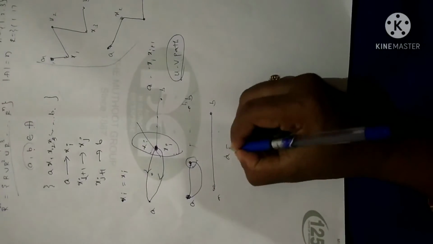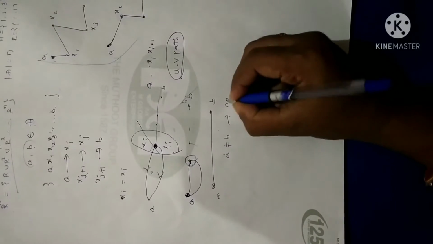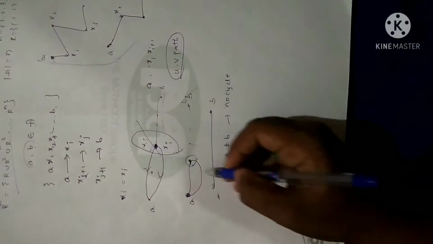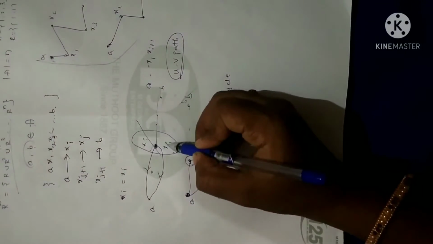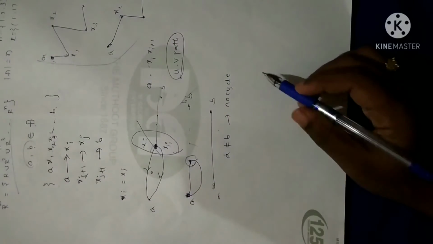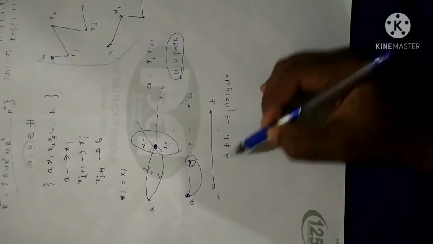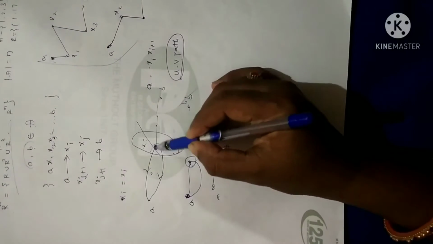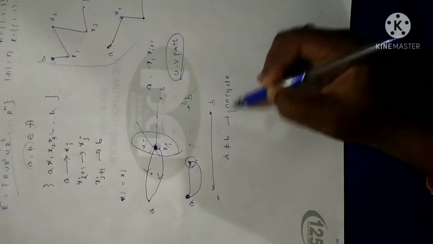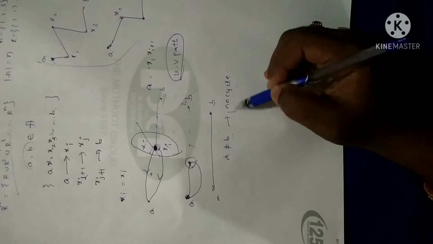So if a is not equal to b, there will be no cycle, I can say. That is what I have said here. Suppose if any two vertices are the same, that will form a cycle. But our intention is not to form a cycle. So in order to avoid a cycle, a should not be equal to b. Then the given path will have no cycle.